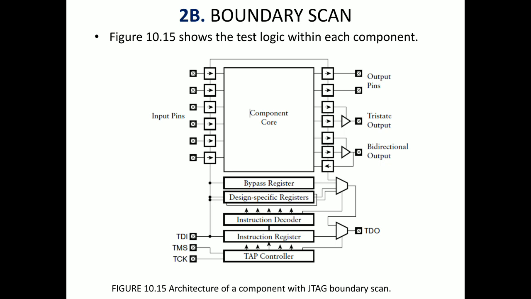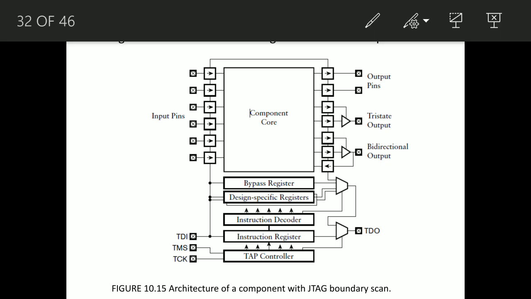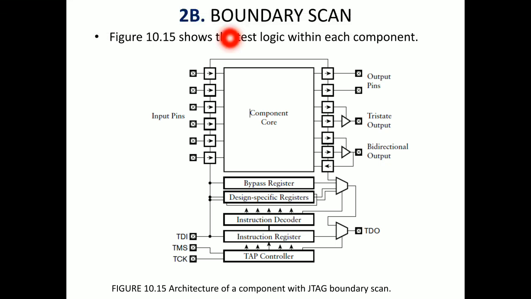The component is nothing but the IC. Whatever the ICs on a JTAG boundary scan hardware, they look like this. Here you can see these are the boundary scan cells. Whatever you are seeing in the rectangle with an arrow, these are the boundary scan cells.